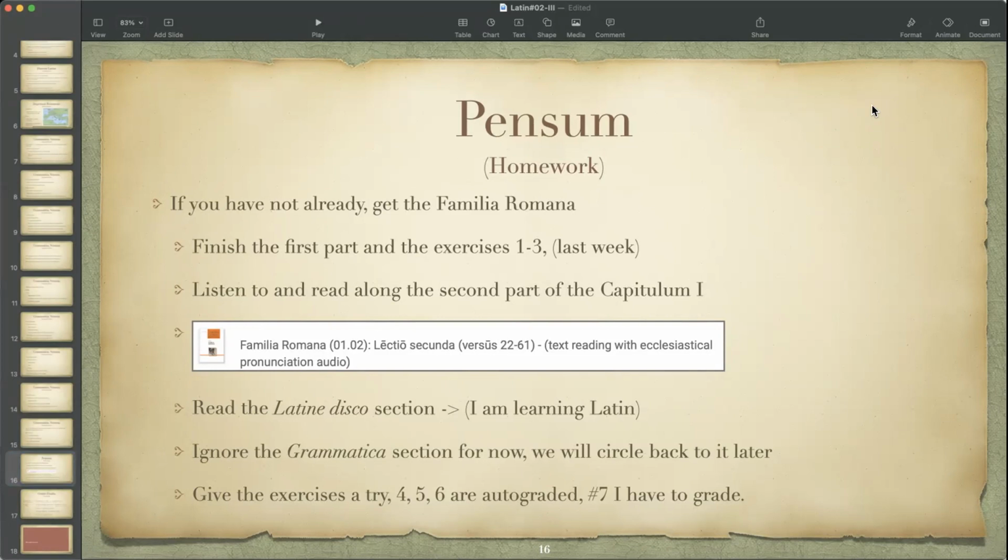So anyway, if you haven't got it, get the Familia Romana. Definitely finish the first part and exercises 1 through 3, which were from last week. Do them all. For those that have not tried it yet, you're going to find you get behind really fast.